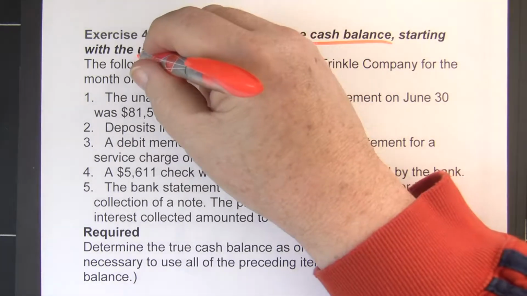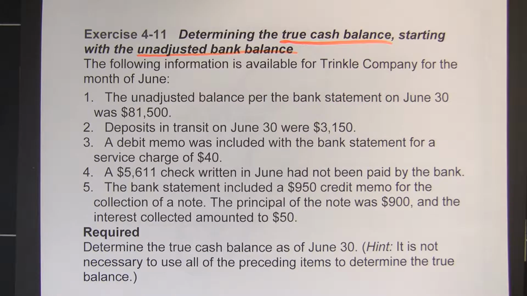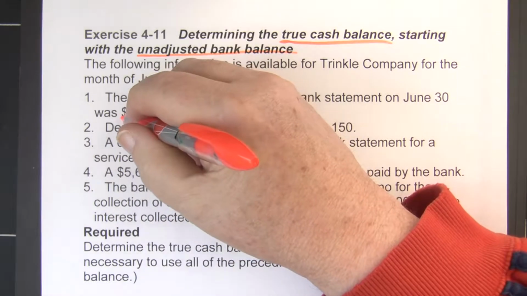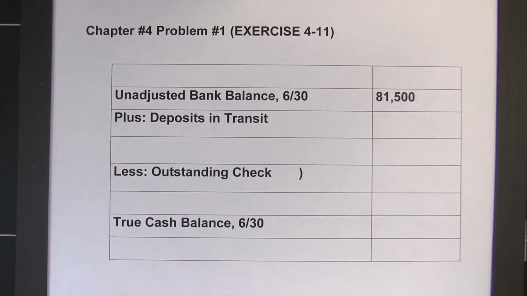starting with the unadjusted bank balance. So we're going to be looking for the actual cash balance in the bank, and if we were doing both sides of this, that would be the same amount that would be at the bottom of the other side where we do the checkbook. So let's go through and take a look at this. The unadjusted balance per the bank statement was $81.50. So we need that $81.50.